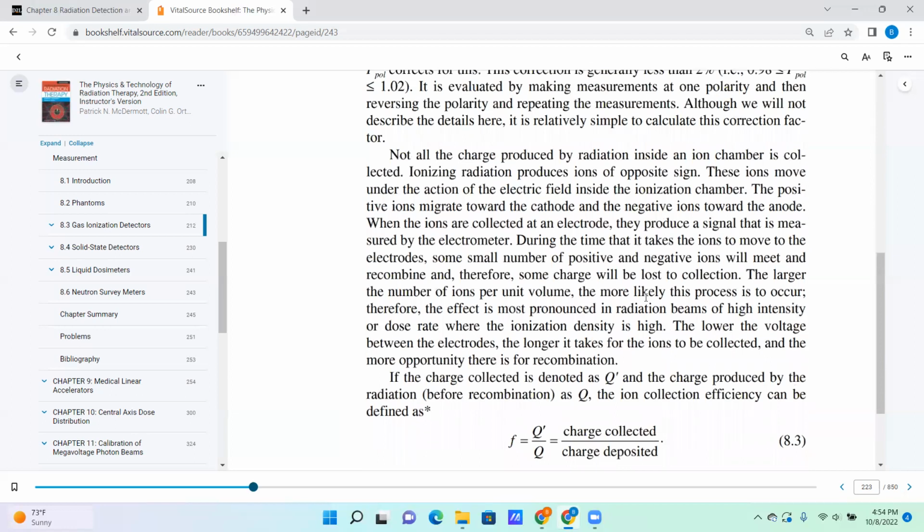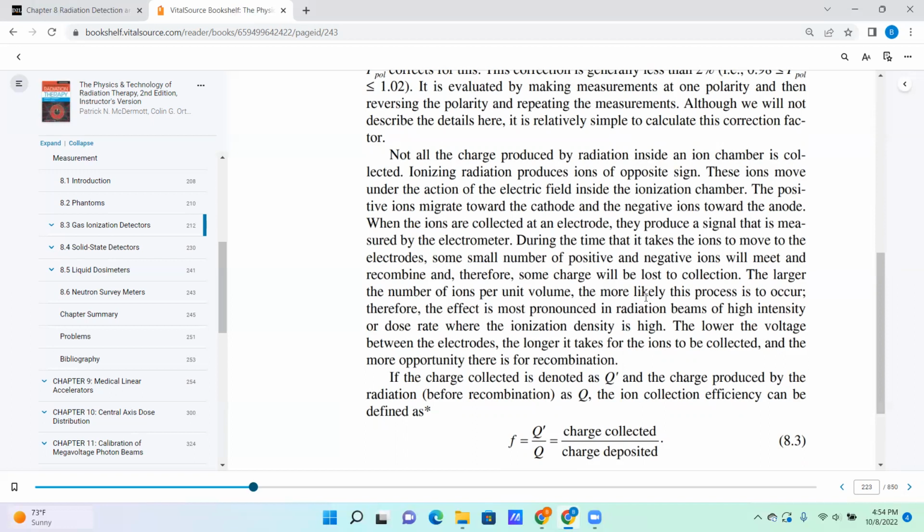Not all the charge produced by radiation inside an ion chamber is collected. Ionizing radiation produces ions of opposite signs. These ions move under the action of the electric field inside the ionization chamber. The positive ions migrate towards the cathode and the negative towards the anode. When the ions are collected at the electrode, they produce a signal that is measured by the electrometer. During the time that it takes the ions to move, some small number of positive and negative ions will meet and recombine, and therefore some charge will be lost.